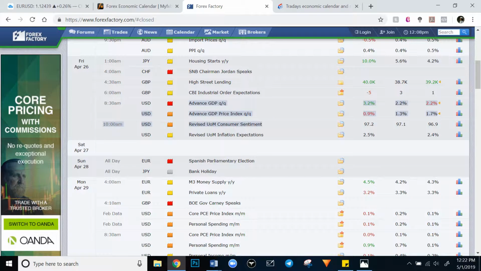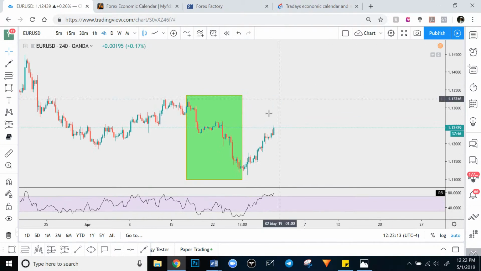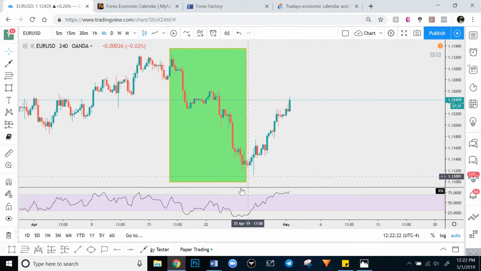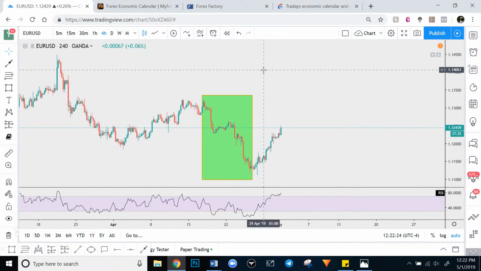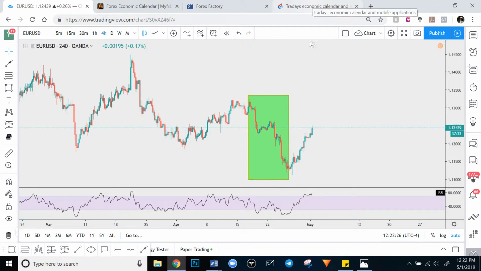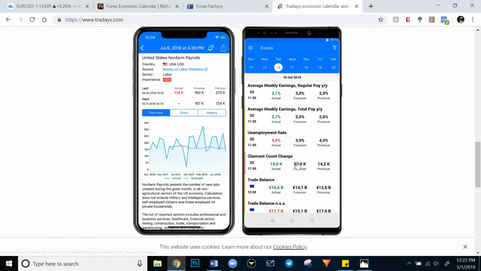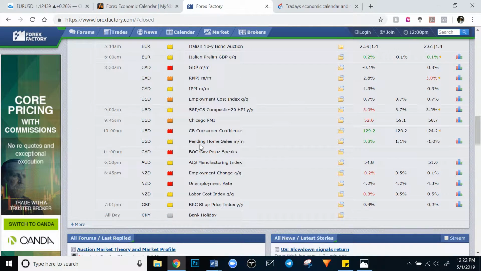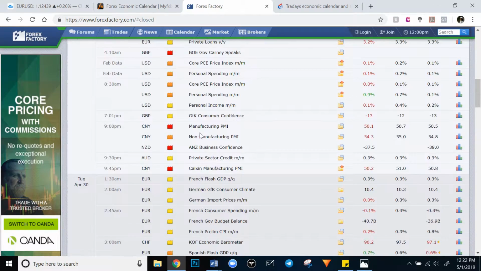I think this news event didn't drive the euro dollar down. This was Friday, April 26th. So April 26th still, it drove it down a little bit. However, we are still on the up move. Still drove price higher. And then again this morning, I believe.